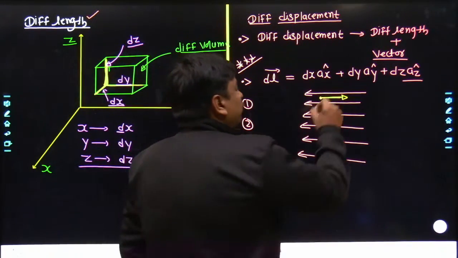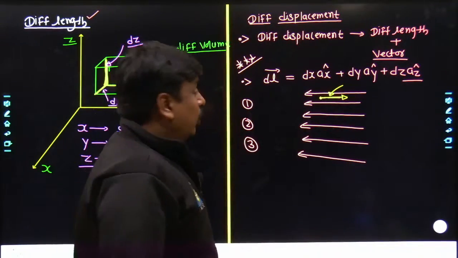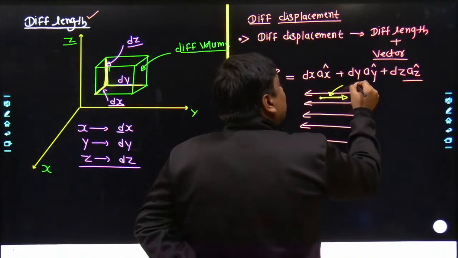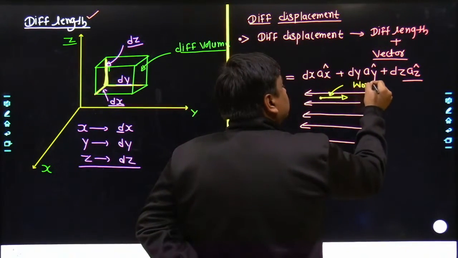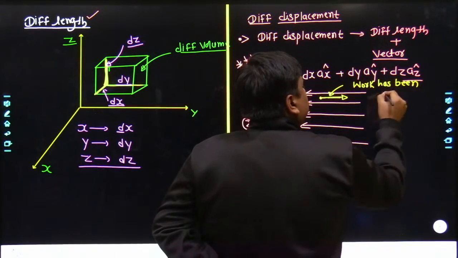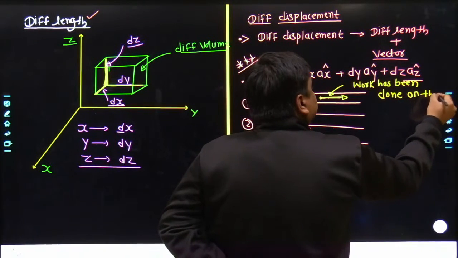May I know who is working? Whether you are working over the system or the system is working on you. Obviously you are working on the system. That means the work has been done on the system.